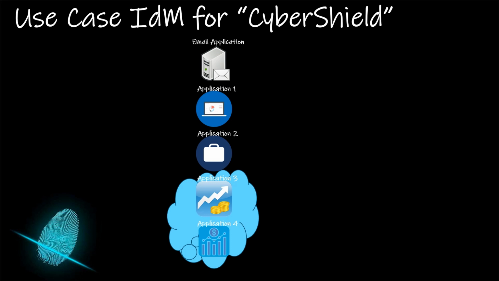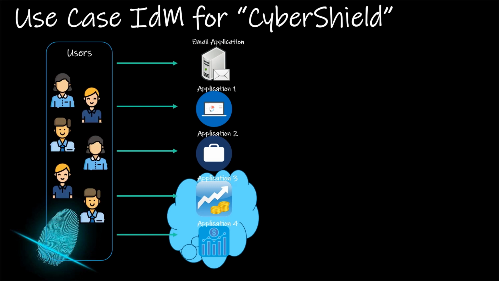Consider an enterprise, CyberShield. They have mission-critical applications that are deployed on-premise and on the cloud. A few applications share a common identity store, which is Active Directory, while a few applications have their own identity store. Their user base includes employees, contractors, vendors, and consumers. They need to implement an identity management system to manage all user identities and access to all applications.